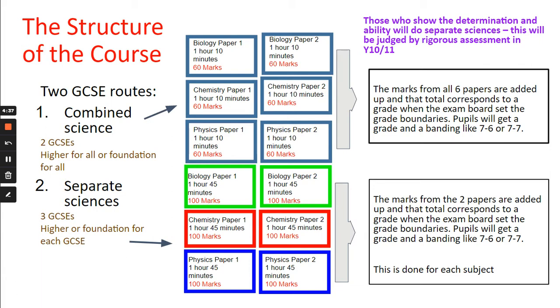Now, in combined science, you will sit your 6 papers. So everybody who does science, no matter what you're going to do, has to sit 6 different papers. 2 for chemistry, 2 for biology, and 2 for physics. And then all the marks for those 6 papers are added up, and a grade is given to you worth 2 GCSEs on that score. Okay, so it's all added up together, and that's why we call it combined science. All the sciences are combined.